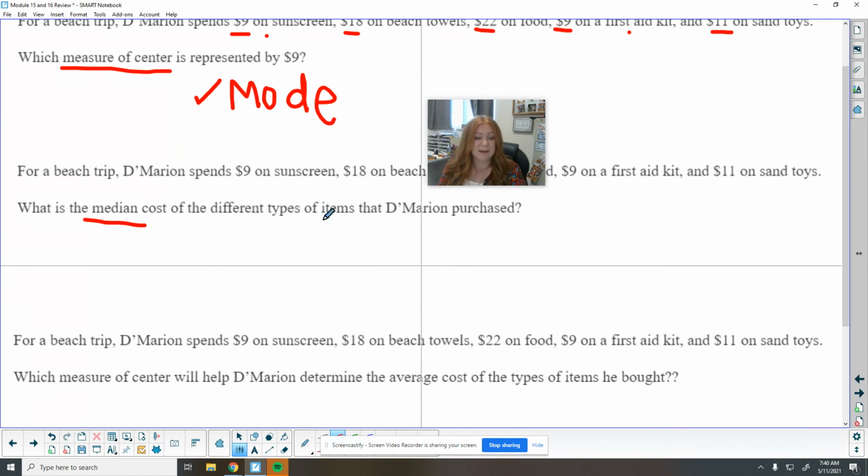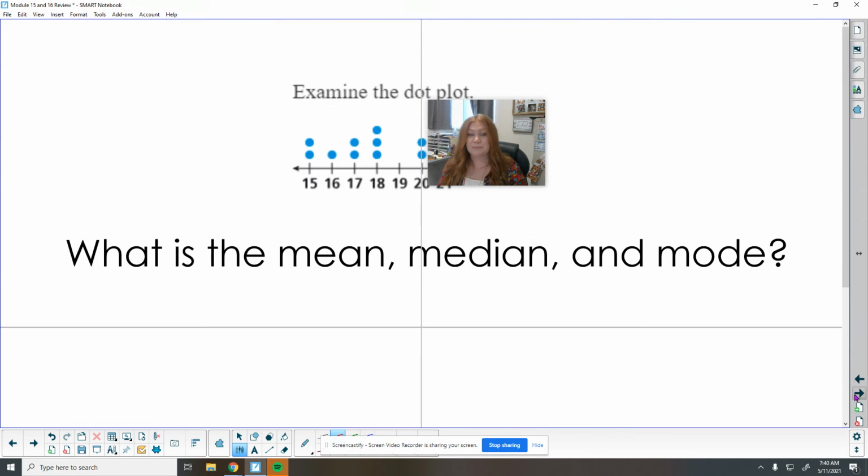And then our last problem asks which measure of center will help determine the average cost of the items. Well, the average is another word for mean. So that is the measure of center that he would use to find the average. And it doesn't even ask what is the average. It just says which one would help him.